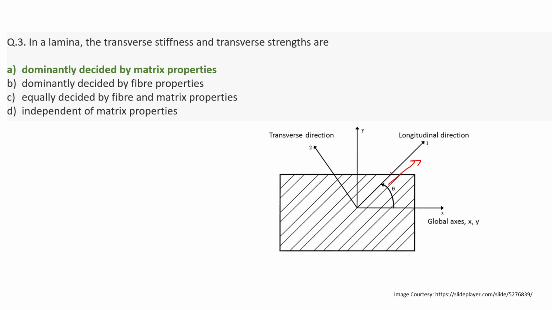Now, when you are stretching something in the longitudinal direction, the most force will be applied on the fiber. But when you are applying it in the transverse direction, the fibers are not aligned parallel to the transverse direction. So most of the load will be on the matrix, because the matrix is the one which is binding all the fibers to each other. When we are going in the transverse direction, there is no direct alignment of the fibers, so the property that will be dominant at that point will be the matrix. So here the transverse stiffness and transverse strengths are dominantly decided by the matrix properties.